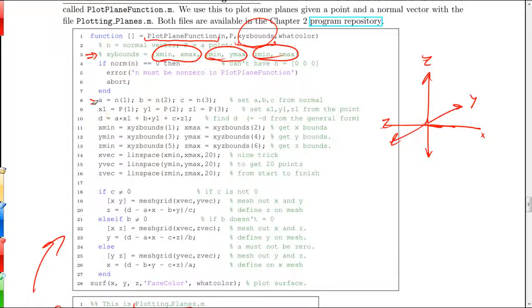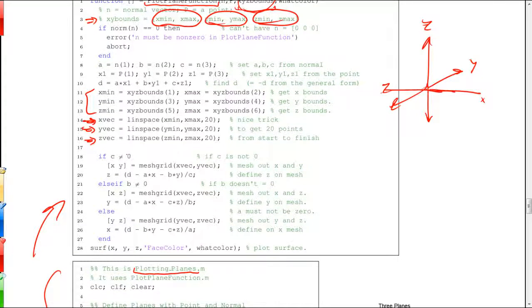Okay, and then here I'm just defining my bounds for graphing. What that does is create a vector of x values, vector of y values, vector of z values. Now I want to plot it, but I need to get the plot in terms of a function. So if c is not 0, I can define z in terms of x and y, because I'm going to be dividing by c, the coefficient of z. Provided that's not 0, I'm good to go. And this is that functional form of a plane, z equals f of x, y.